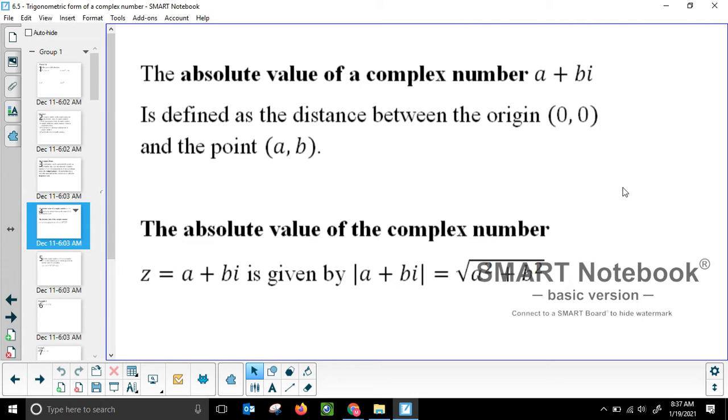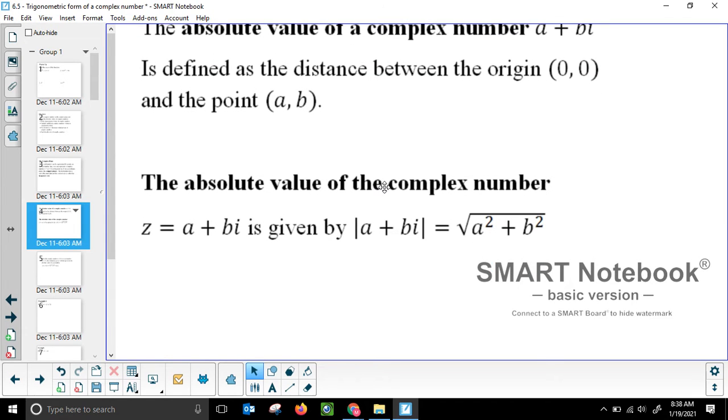All right, the absolute value of a complex number, a plus bi, is defined as the distance between the origin and the point a comma b. Right? The absolute value of the complex number z is equal to a plus bi, is given by, we could just put that in our typical absolute value signs there, and that is equal to the square root of a squared plus b squared.